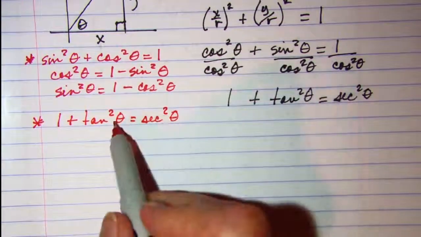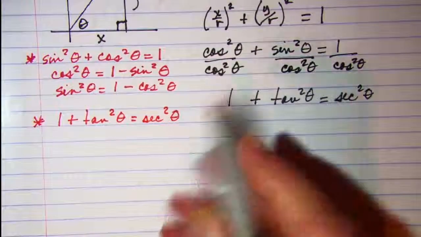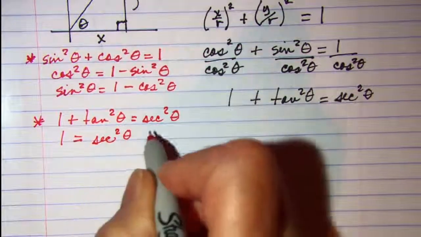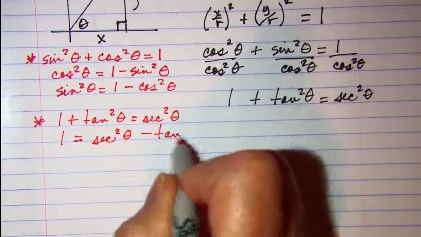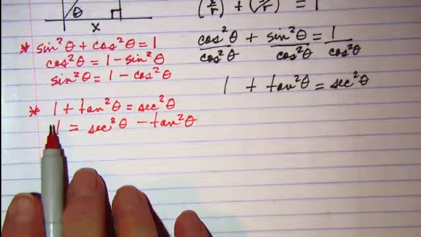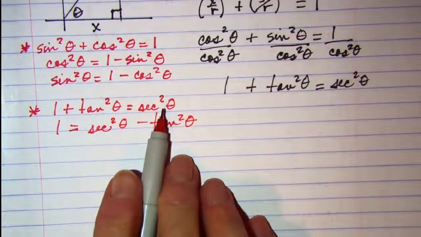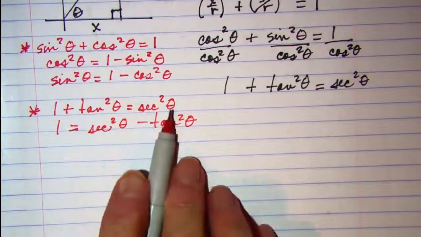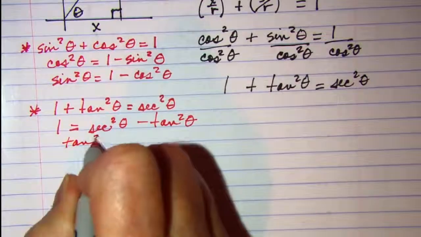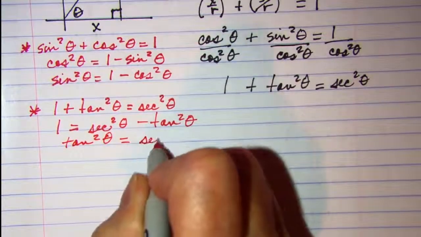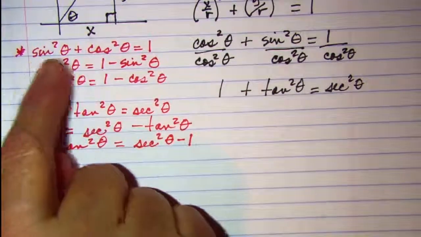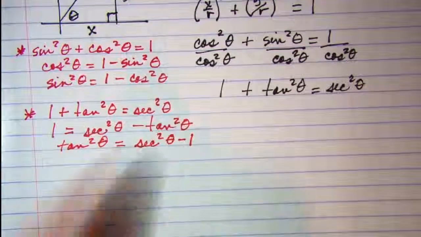And I can also subtract tangent squared from both sides. I get secant squared theta minus tangent squared theta equals 1. And I can subtract 1 from both sides up here, and I can get then tangent squared theta equals secant squared theta minus 1. So we've used sine squared, cosine squared, tangent squared, secant squared.